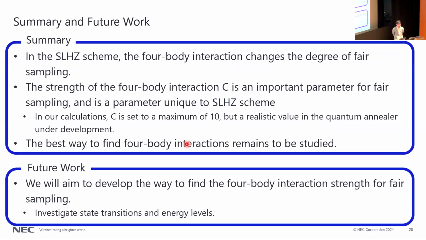Okay, I summarize this presentation and explain the future work. In the SLHZ scheme, the fourbody interaction changes the degree of fair sampling. The strength of the fourbody interactions is an important parameter for fair sampling, and this is a parameter unique to the SLHZ scheme. The best way to find fourbody interactions remains to be studied. We will aim to develop a way to find the fourbody interaction strengths for fair sampling as future work. That's it for me. Thank you for your attention and thank you for your patience.